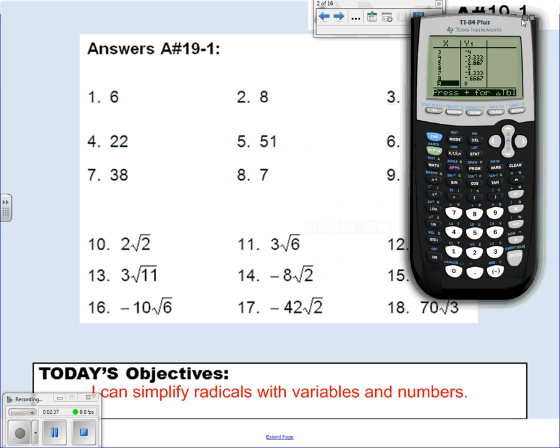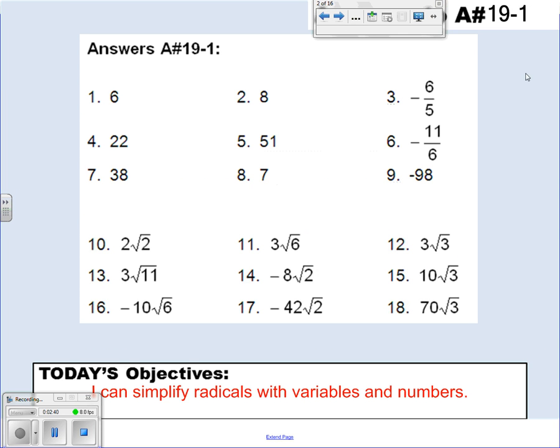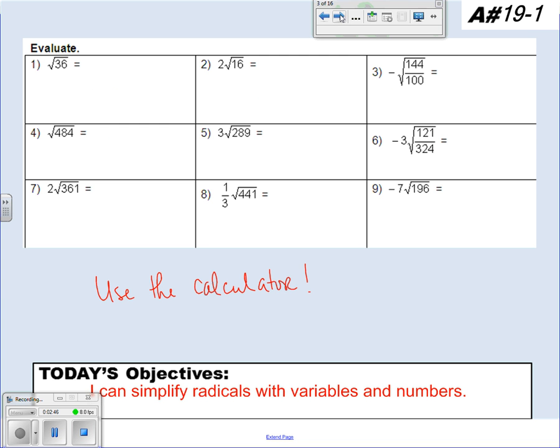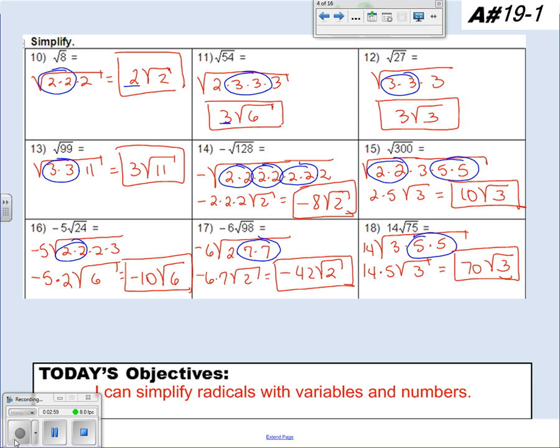Okay, here are the answers to your assignment from last night. If you need to, you can pause the recording in order to check your answers. If you want to check your answers on your own, use the calculator for 1 through 9. Actually type this in exactly how it looks. These are perfect squares. Your calculator will be able to give you the answers. To see the work shown for 10 through 18, you will need to pause the video in order to see how I came up with the answers for 10 through 18.